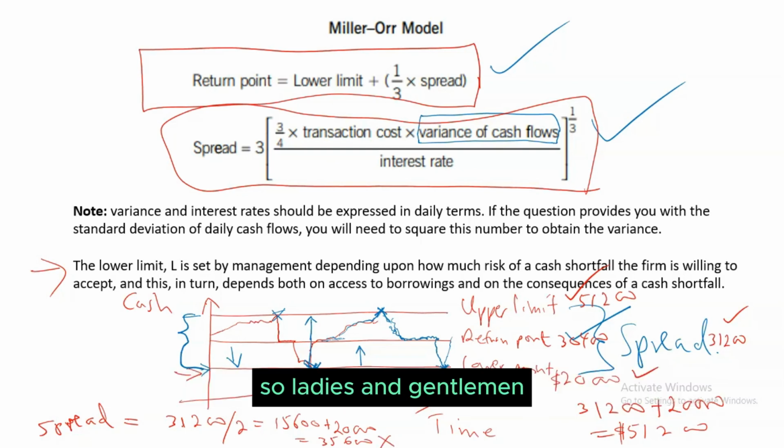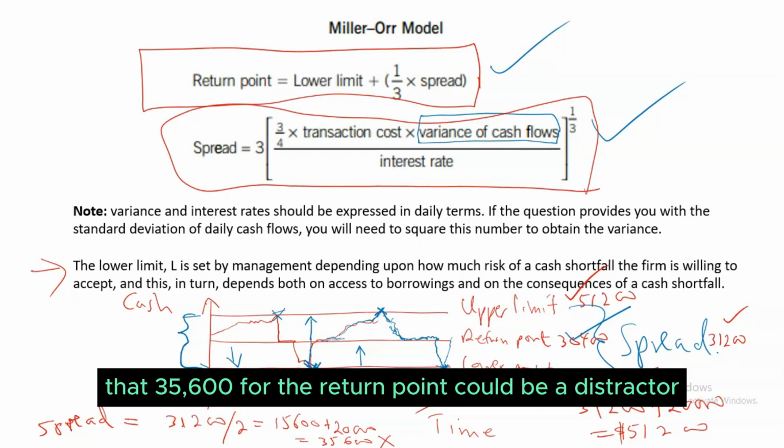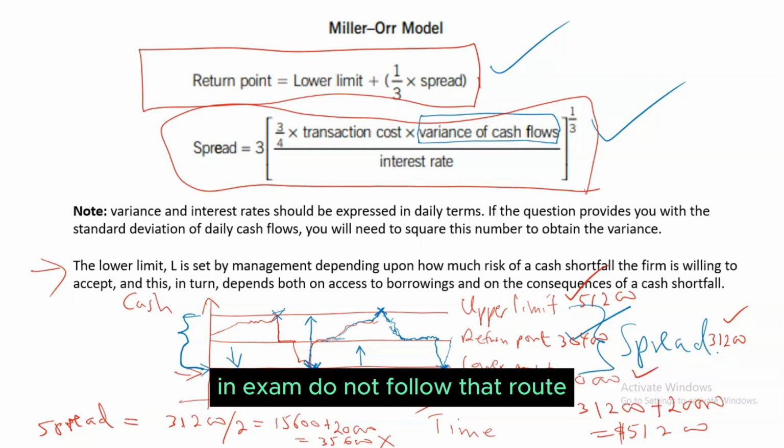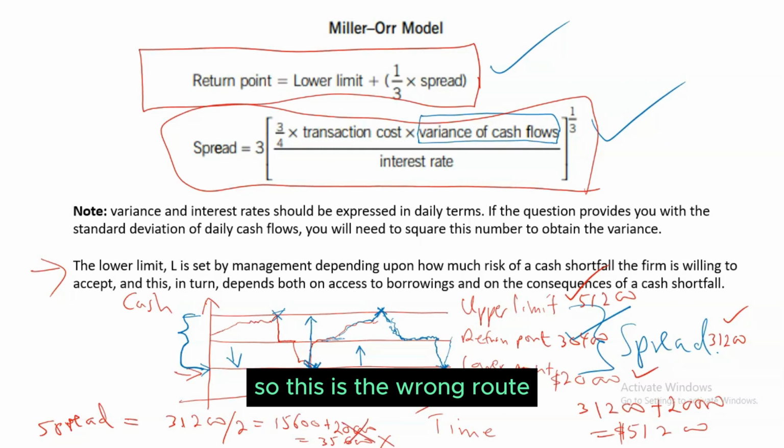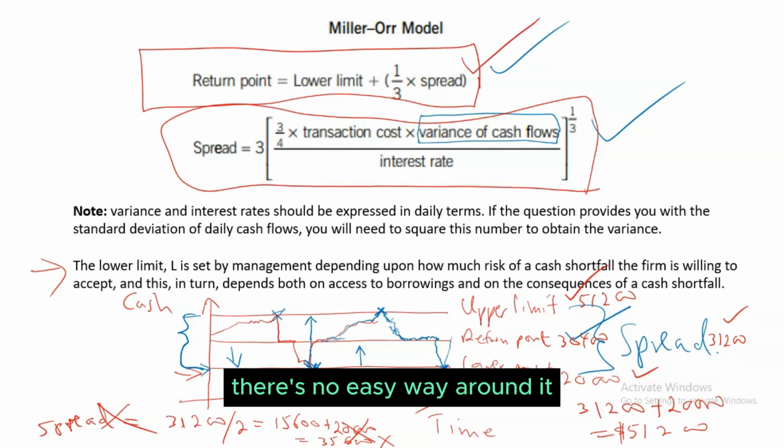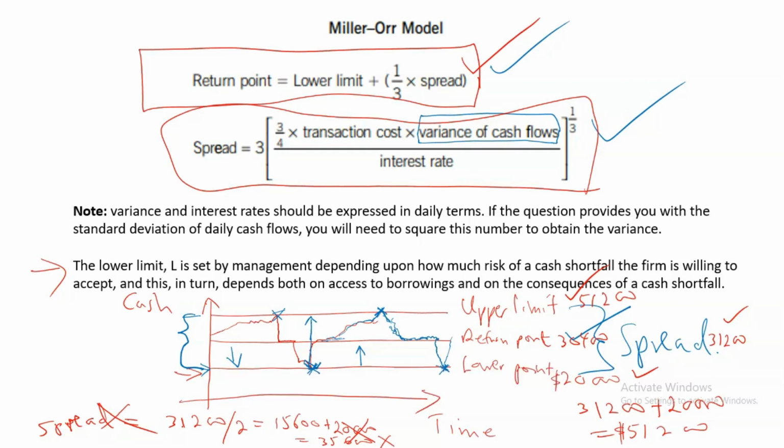So, ladies and gentlemen, that 35,600 for the return point could be a distractor in your exam. Do not follow that route. So this is the long route. The formula should be this as given for the return point. There's no easy way around it.